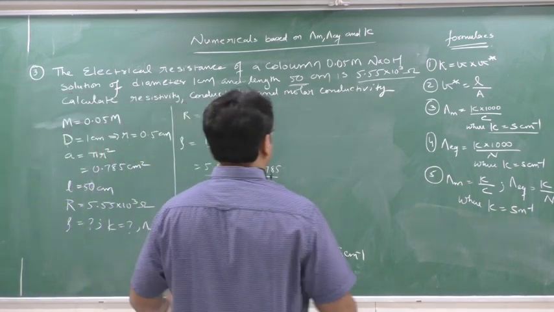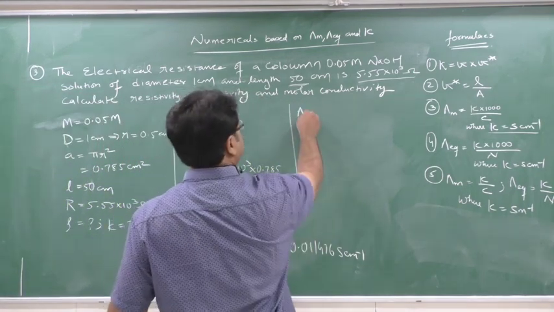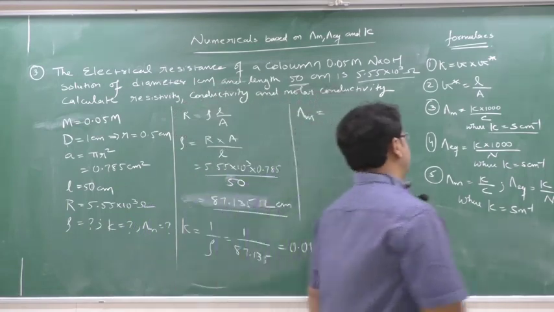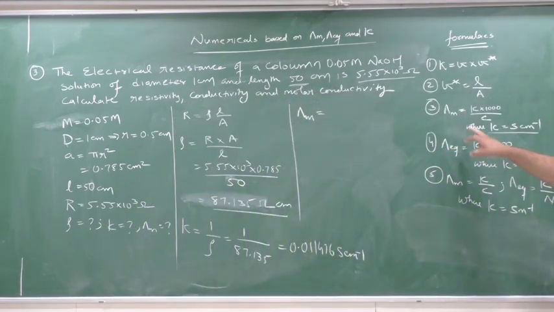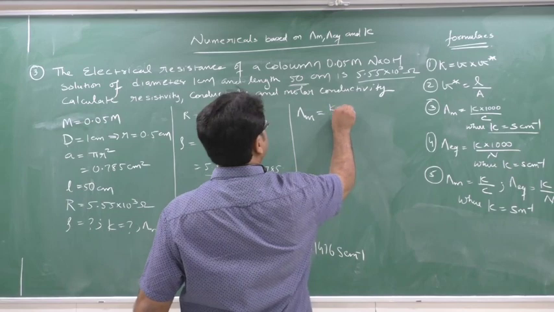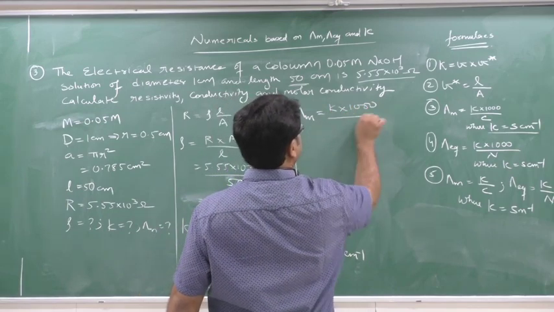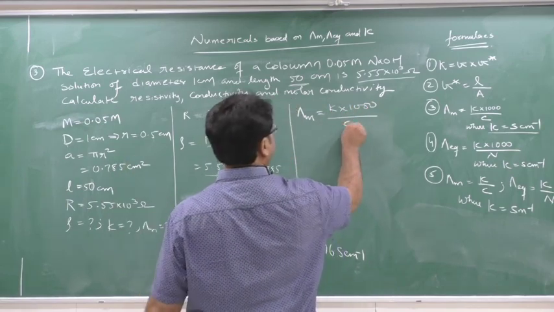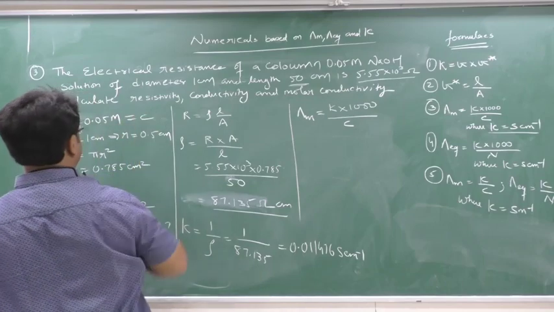Now they ask you to calculate lambda m. So we'll calculate lambda m. Now see here, I have two formulas for lambda m, that is lambda m equal to K into 1000 upon C, and lambda m equal to K upon C, depending on K. Here K is given in Siemens per centimeter, so this formula you have to use: lambda m equal to K into 1000 upon C. C means what? Molarity, or you can say concentration, one and the same.